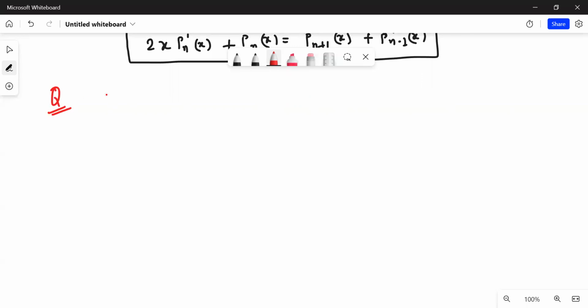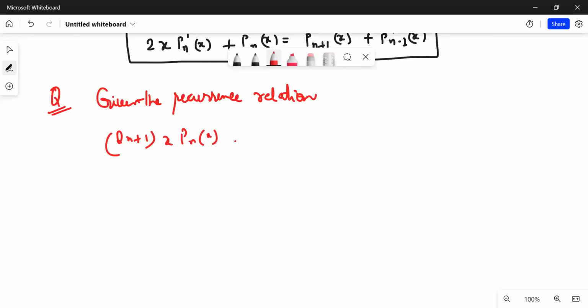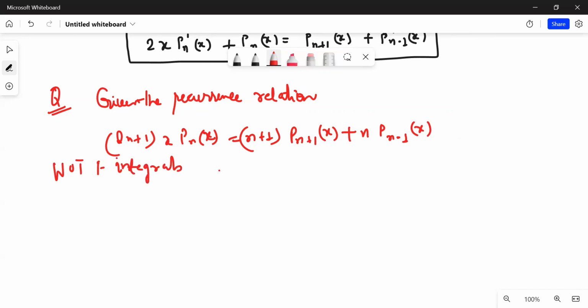That was asked in the GATE exam, and this is: given the recurrence relation, (2n plus 1) x Pn(x) equals (n plus 1) P(n+1)(x) plus n Pn-1(x), which of the following integrals has a non-zero value? One of the integrals which I'm writing below has a non-zero value. Which one of them would be?